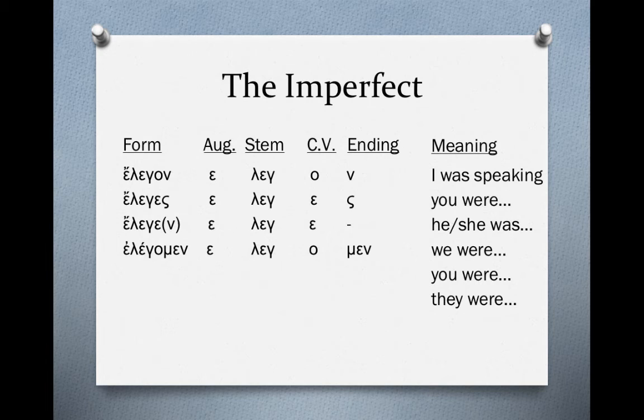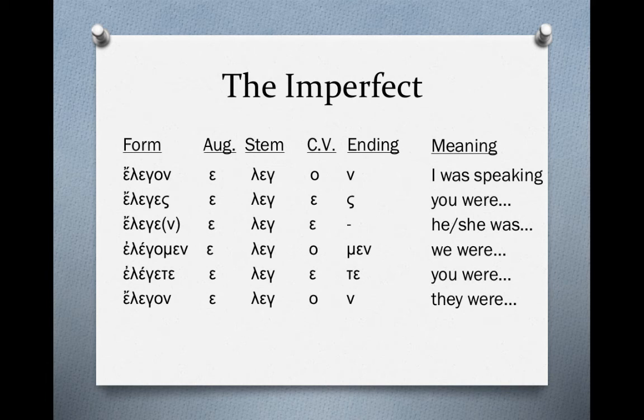Elegomen. Okay, we've got the augment again, the stem, connecting vowel, the ending would be men. That's the same as the primary ending. We were speaking. Elegete would be you were speaking. And elegon, they were speaking. If you compare this form, elegon, with the first person singular form, elegon, there's no change. And so the question will be answered purely by studying the context.